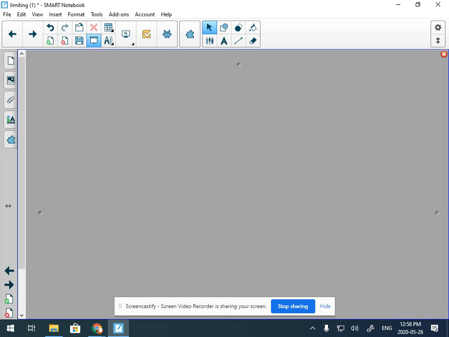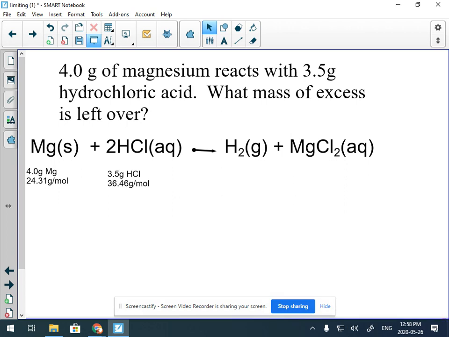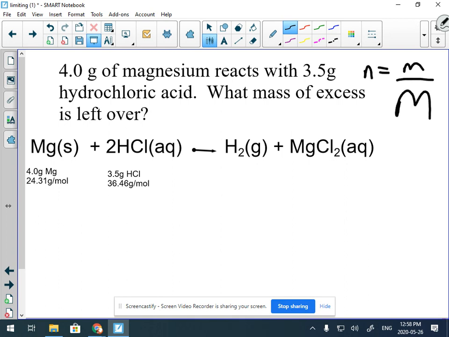Okay, so here's that same problem. Now, just to speed things up, I've already written out the reaction and balanced it. And it wants mass excess left over. So I've already done the first step, balanced reaction. Second step, I've written the molar masses. Now I need to find the moles of each of these substances. And we're going to be using that shortcut. And the formula is number of moles is mass over molar mass. Big M is molar mass.